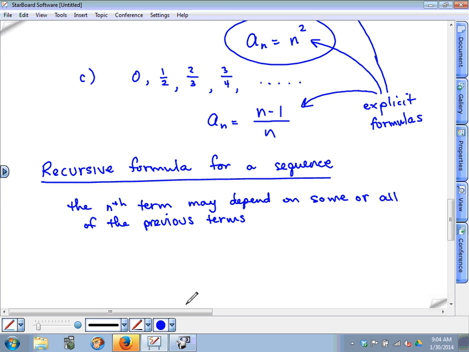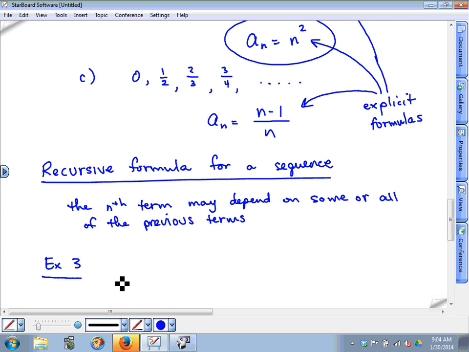Both of these types of formulas have different uses. If you want just random terms of a sequence, and it doesn't matter what order they're in, if I want the 10th term or the 2nd term or the 45th term, the explicit formula is pretty good for that. If you want to quickly generate all the terms of the sequence in order, one after another, recursive formulas do that pretty quickly. Okay? Here's an example of a recursive formula.